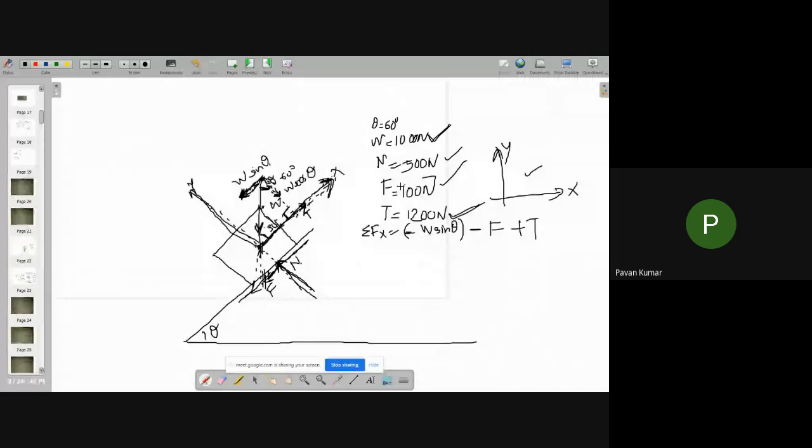Now we can substitute the values: minus 1000 sine 60 minus 100 plus 200. So we get the answer. Now we can calculate the Fy component. First we take the W component, which is going downwards, so it would also be negative: negative W cos theta. Next component is N. N is going upwards like this, so N will be positive.